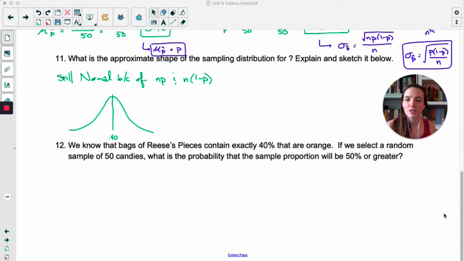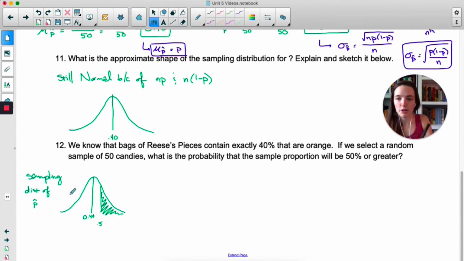Okay, so now let's do something interesting. We know that a bag of Reese's Pieces contains exactly 40% orange. If we select a random sample of 50 candies, what's the probability that the sample proportion will be 50% or greater? So we're not talking about selecting one Reese's Pieces piece. We're not looking at the probability of selecting one candy and seeing if it's orange. We're looking at a sample of 50. What's the probability that in that sample of 50, the proportion of orange is 50% or greater?